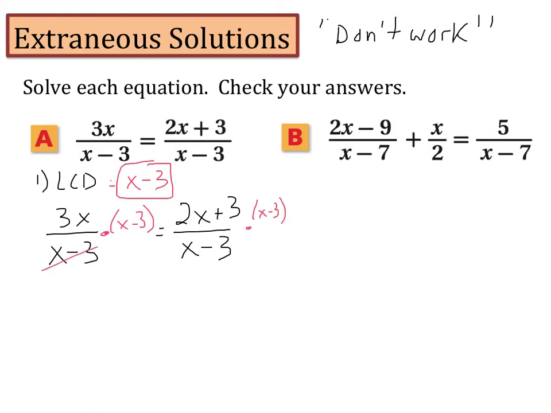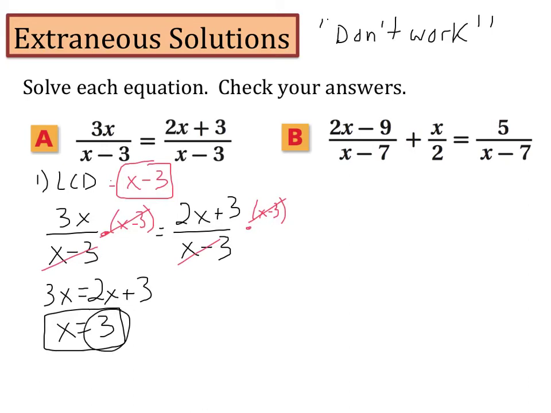When I do that, these two cancel out, and I'm left with 3x equals 2x plus 3. Solve for x, and I'm left with x equals 3. Now we can see the solution won't work because if I take 3 and plug it in right here, I'm going to end up with a 0 in my denominator. So we say that x equals 3 is an extraneous solution.